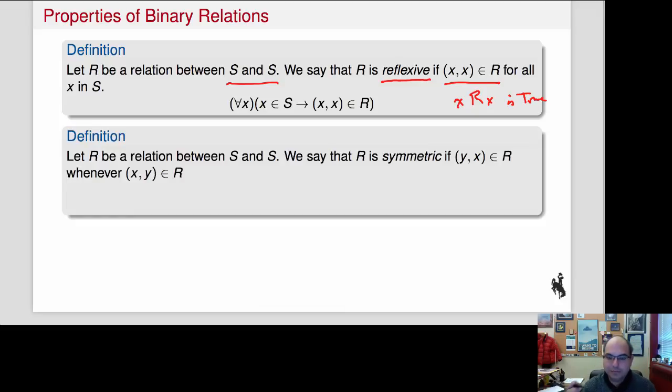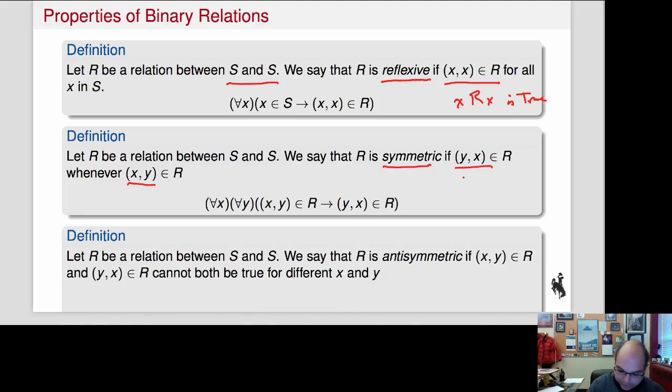Another definition is symmetric, okay? And what it means to be symmetric is that whenever you have (y, x), then you also have (x, y) in the set, okay? So again, another way of simply looking at that is to say this: xRy if and only if yRx, okay? So that's what it means to be symmetric.